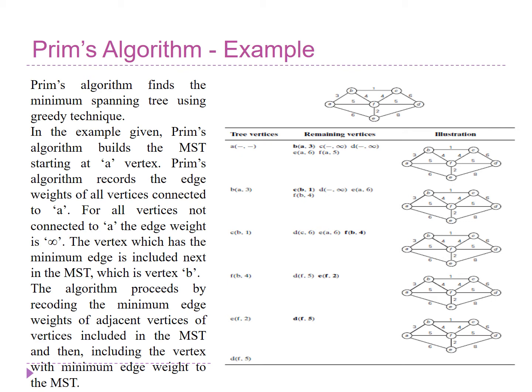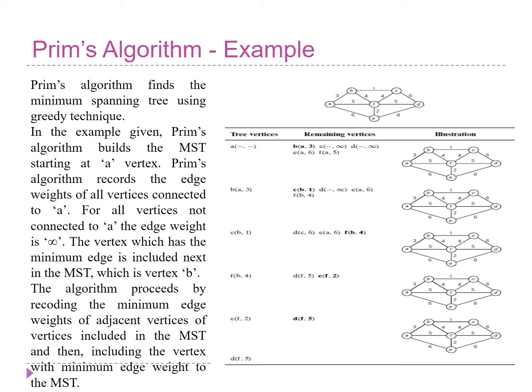Now, the minimum edge weights of the adjacent vertices that are connected with the vertices included in the minimum spanning tree are recorded. Now D has an edge weight of 5 with its connection with the F vertex, and E has an edge weight of 2 with its connection with the F vertex. E has the minimum edge weight. Hence, E is included next in the minimum spanning tree.